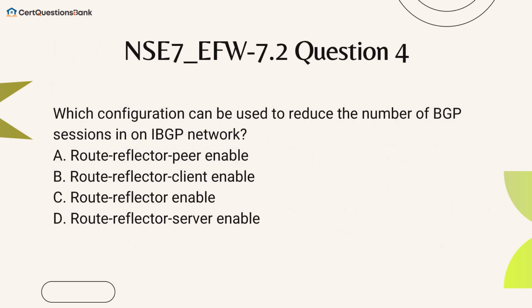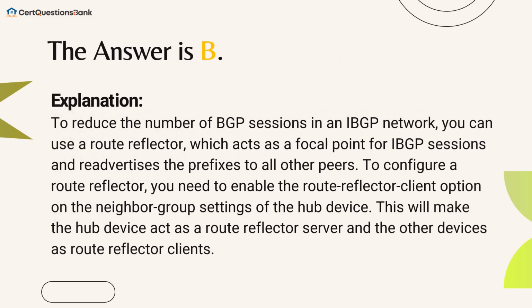Which configuration can be used to reduce the number of BGP sessions in an IBGP network? A. Route Reflector Peer Enable. B. Route Reflector Client Enable. C. Route Reflector Enable. D. Route Reflector Server Enable. The answer is B.